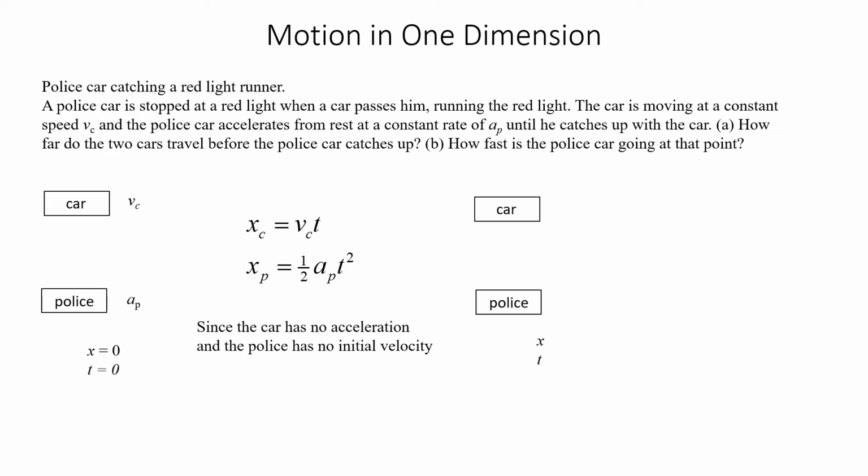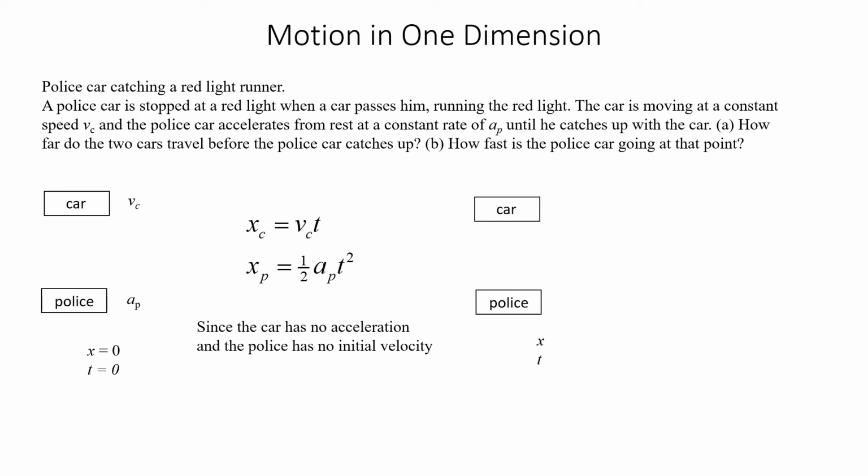All right, so here are the kinematic equations. x sub c is the position of the car as a function of time. Since he's traveling at a constant speed, there's no acceleration, and our initial position is 0, so we just have x sub c equals v sub c t. Then the next one is the position for the police car, x sub p. Since his initial position is 0 and his initial velocity is 0, he's starting from rest, he only has an acceleration, so we have x sub p equals 1/2 a sub p t squared.